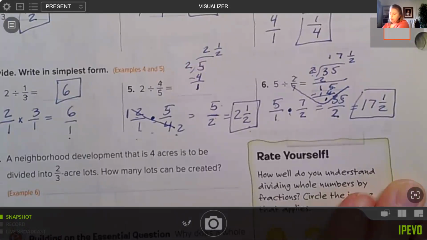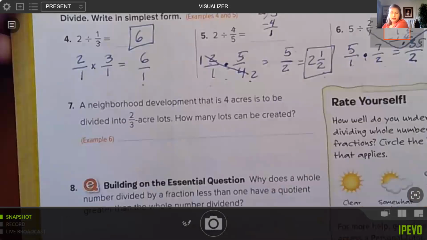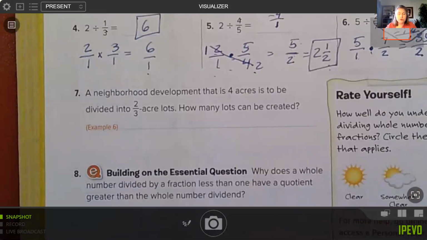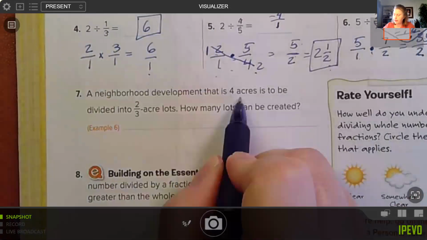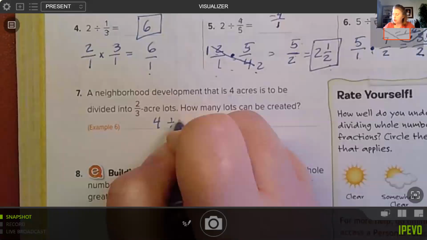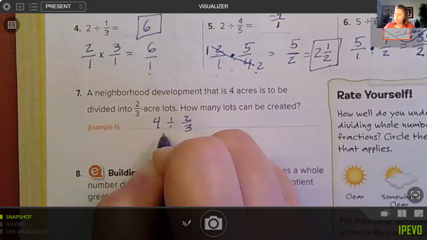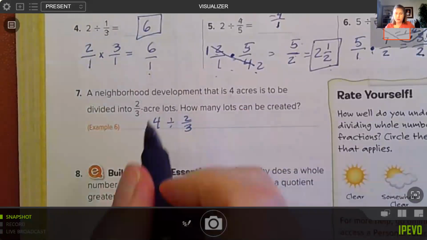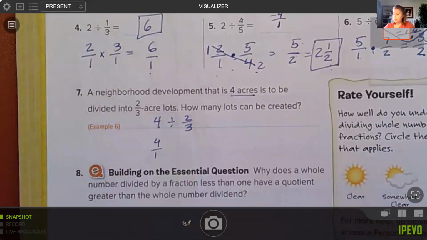And then let's look at number 7. A neighborhood development that is 4 acres is to be divided into 2/3 acre lots. How many lots can be created? So we have 4 total acres, and we're dividing that up into 2/3 acre lots. The 4 is the amount that we're beginning with. That stays the same. That's how many acres we have, what we've been given or purchased.